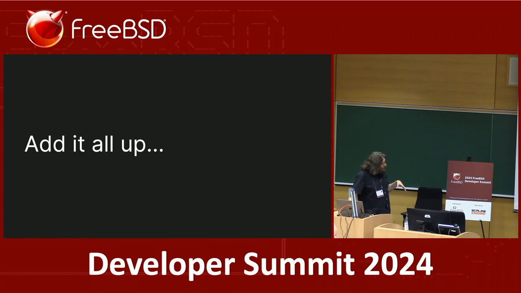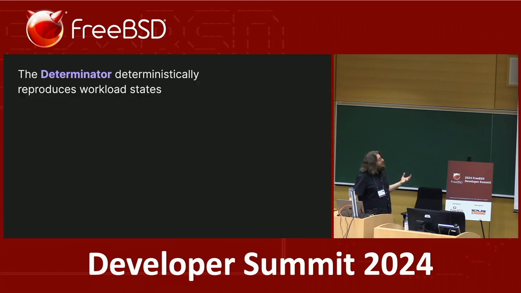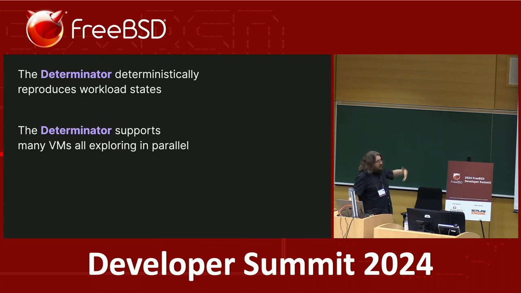So, okay. Kind of adding it all up. What do we have? What did we make? What do we do with bhyve? Well, we made a deterministic hypervisor of the Determinator that deterministically reproduces a certain workload state. We support many VMs exploring in parallel, partially because we made design decisions that forced us to do this if we wanted to be efficient at all, which was very smart on our parts, but also very lazy. That's the best combination you can be.